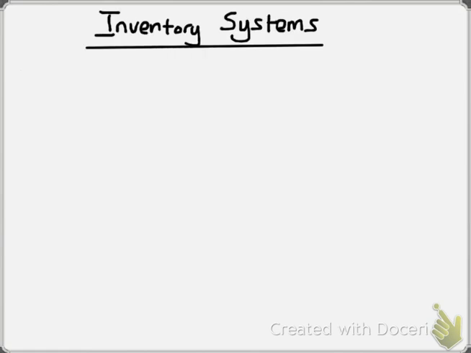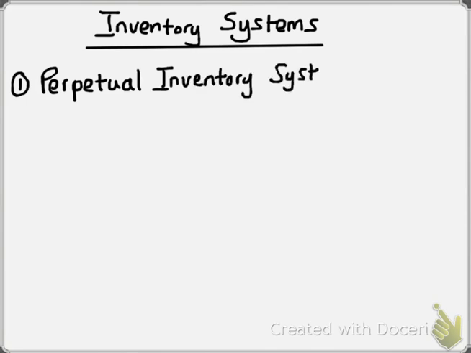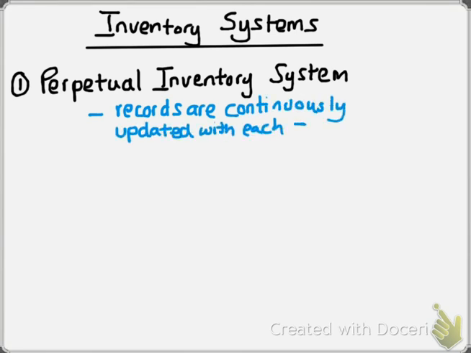Merchandisers use different types of inventory systems. We're going to talk about two of them. The first one is called Perpetual Inventory System. Under Perpetual Inventory System, the inventory records are continuously updated with each transaction.